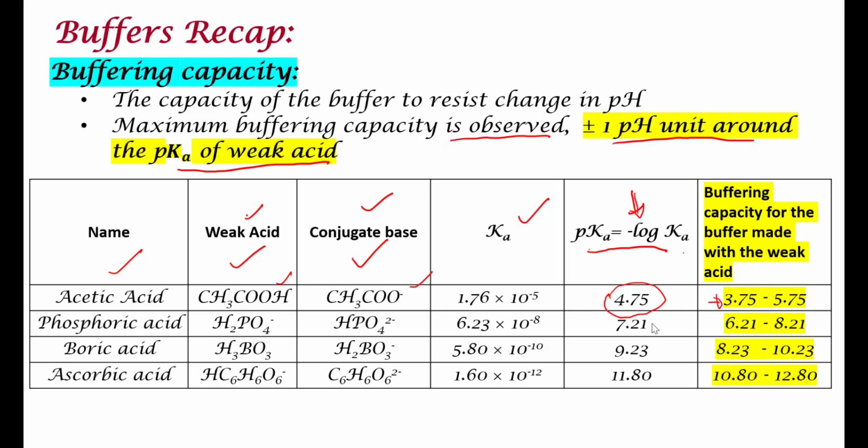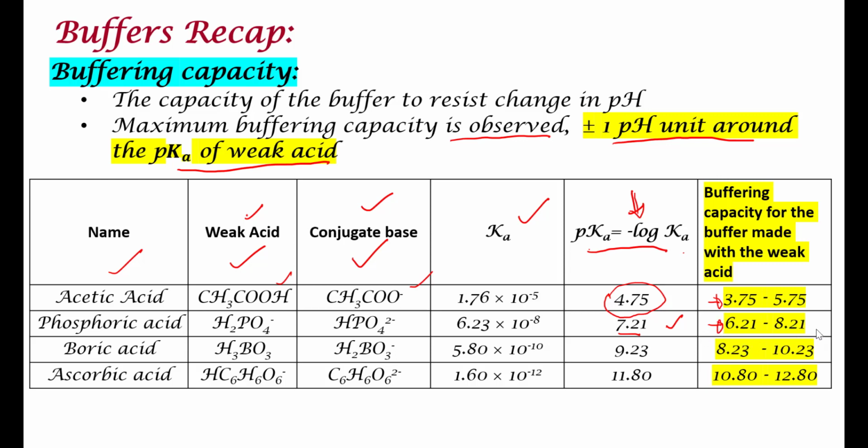And then, if you're thinking of making a buffer, the first thing that you need to decide is what pH range you should work in. If you want to work in the pH range of around 5, then an acetic acid buffer is probably a good choice. If you want to work in the pH range around 7, then probably a phosphate-based buffer is a very good choice, because the pKa for that is around 7.21. Therefore, the effective buffering range is going to be between 6.21 and 8.21.